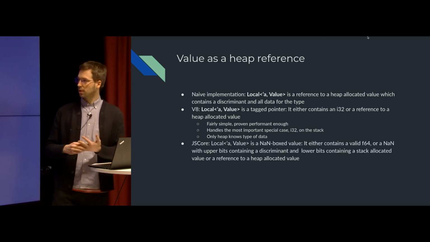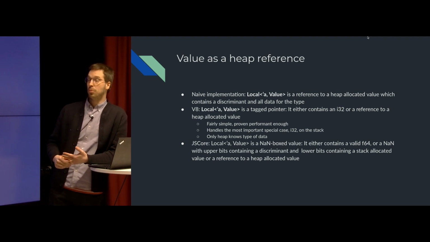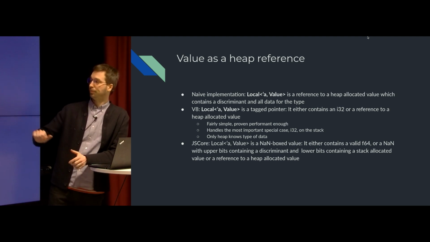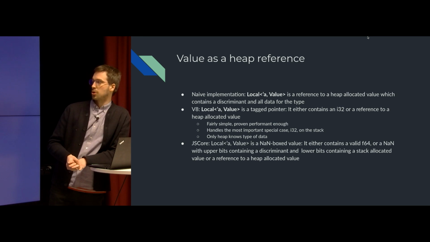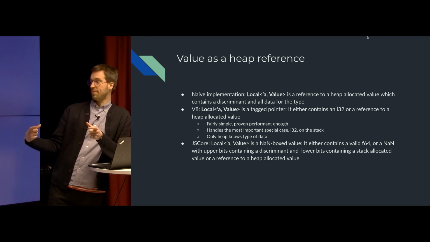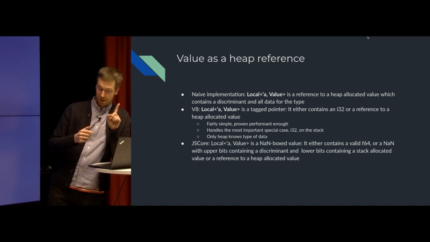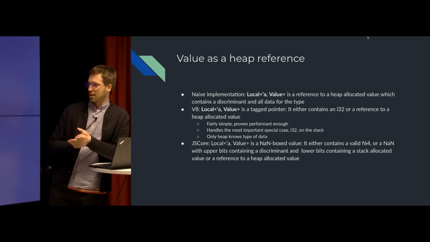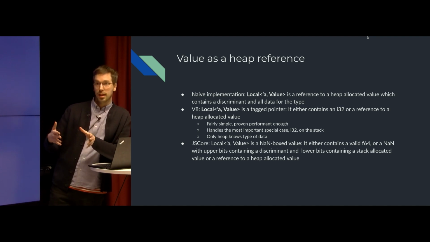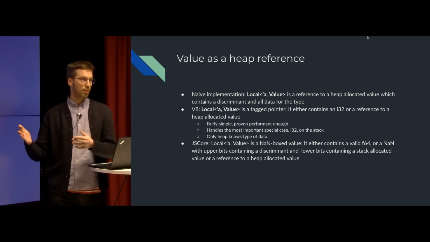JavaScriptCore does kind of the same thing, but they use a NaN-boxed value. So this is the Safari browser. Either their value is a valid double, F64, or it's not a number, in which case the 3 upper bits of the mantissa after the signaling bit contain a tag which then tells whether the bottom 48 bits are going to be a pointer, or some stack value like an I32 or something.